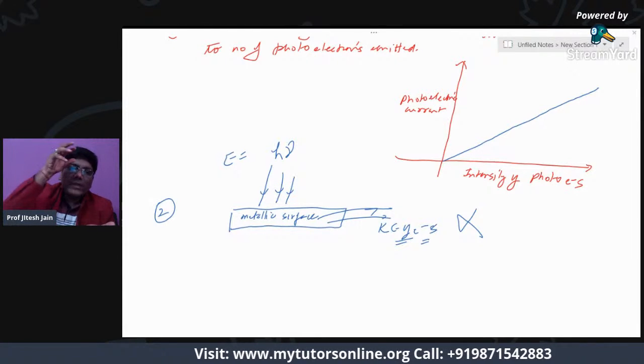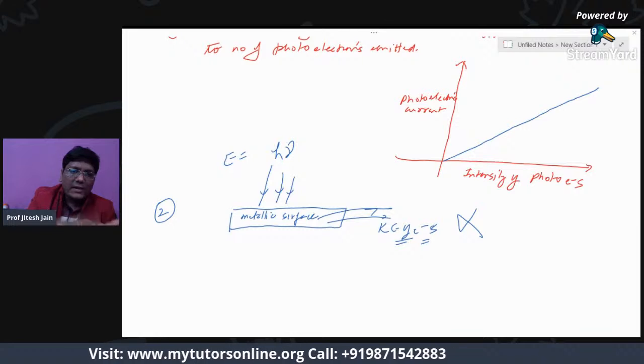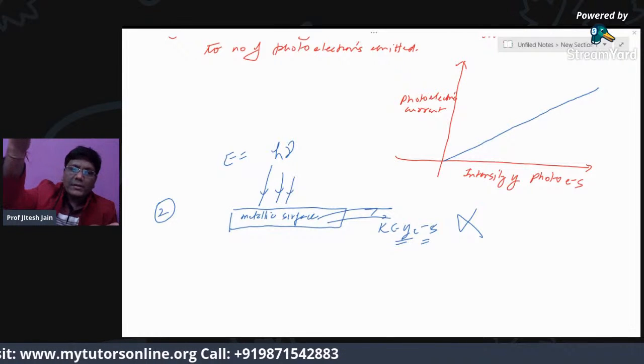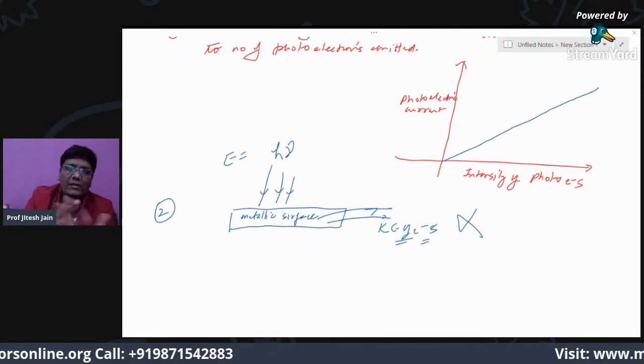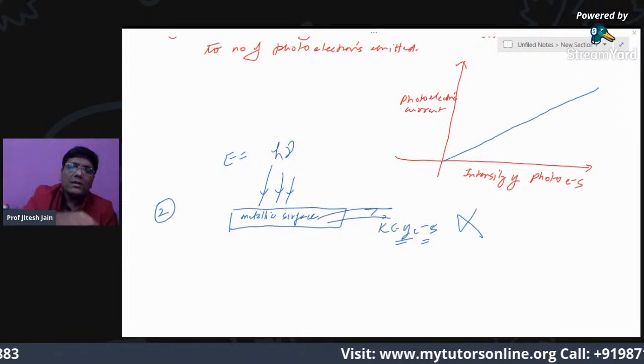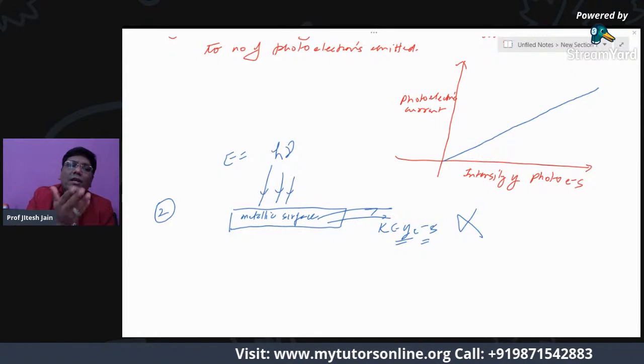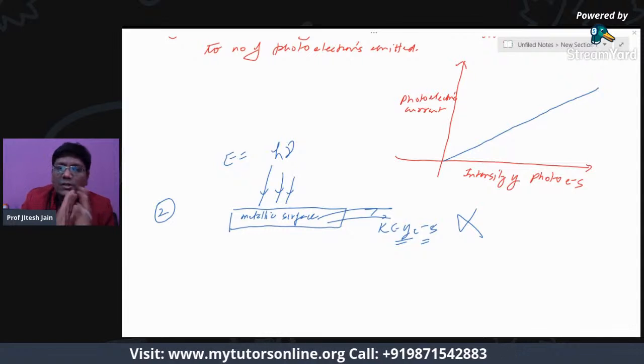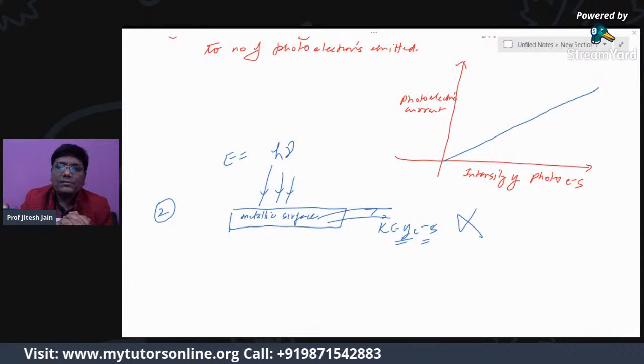Why? Because the energy is coming to the metallic surface, electrons are emitted, they have kinetic energy, it's fine, but in between there should be some energy which must be required for the ejection of the electrons from the metallic surface.